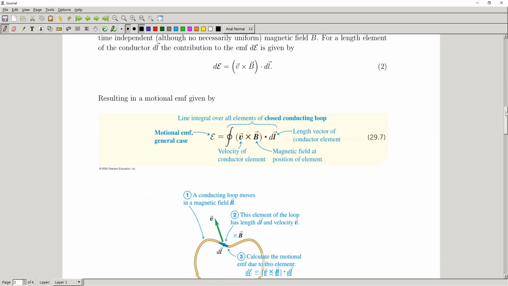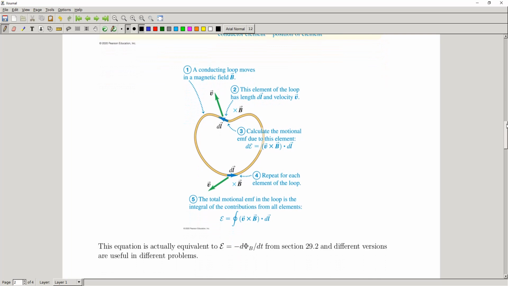Okay, so we have a little diagram here from the textbook that illustrates what we would be doing if we wanted to do this.